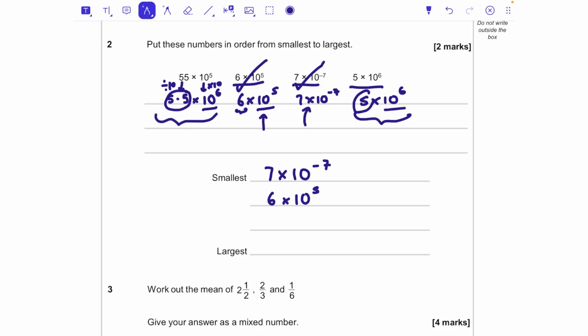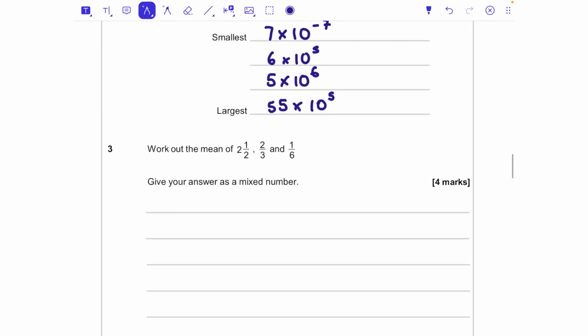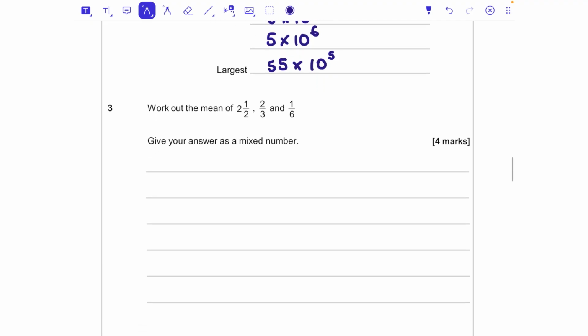So our next smallest is going to be 5 times 10 to the power of 6, and then the biggest is 5.5 times 10 to the power of 6, but I'm going to put it back in the original format that they gave it to me in, just because that's what it would be in the mark scheme, but you don't have to. So if you'd have written 5.5 times 10 to the power of 6 there, you'd be absolutely fine. Question number 3, work out the mean of 2.5, 2/3 and 1/6.